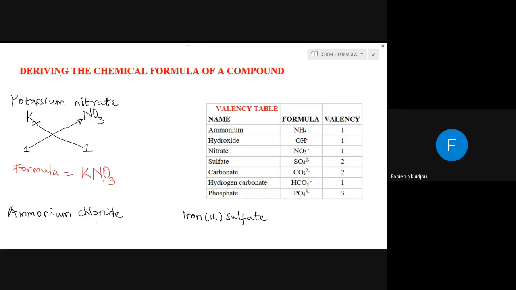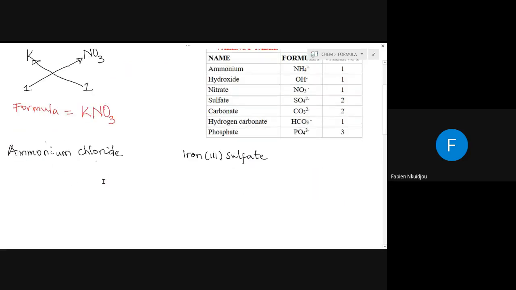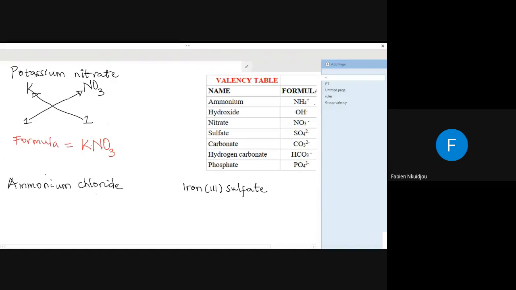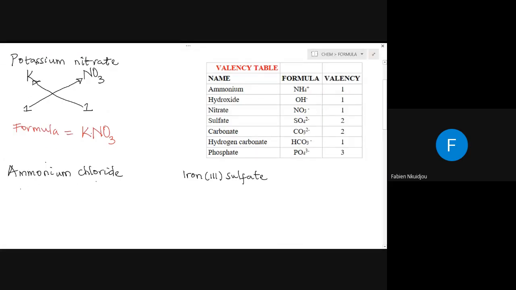Now let's look at the second example, that is ammonium chloride. Looking at the table here, we have ammonium, that is the formula, and the valency is 1, right? So ammonium, we forget about the +1 charge. For ammonium, we have NH4.